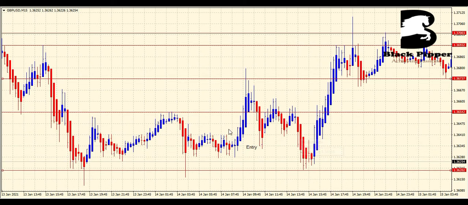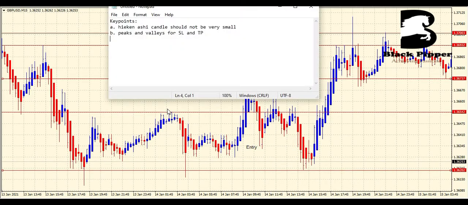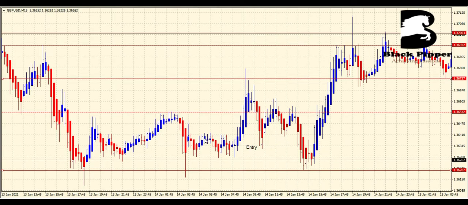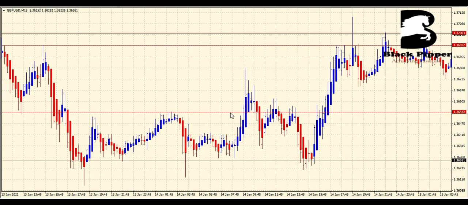Okay, now comes the point, let me just make the notes first. Manage stop loss with trailing or making it break even. Okay, now let me explain sell entry on the same strategy.